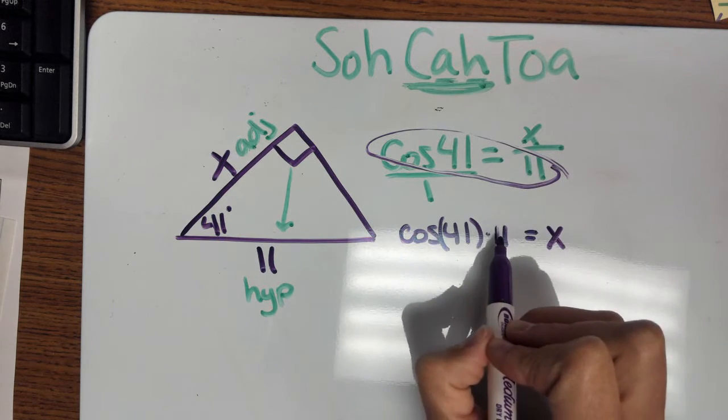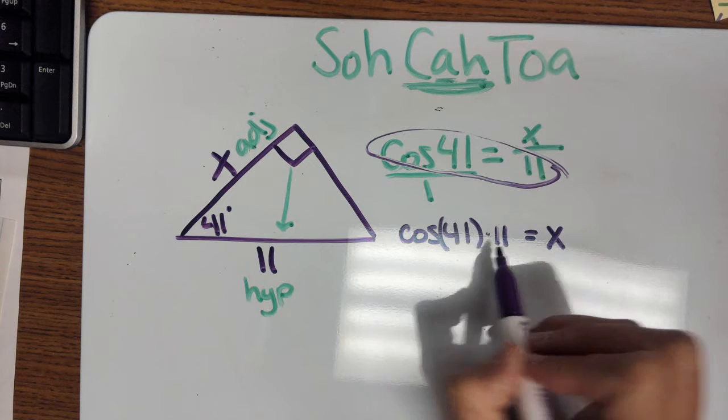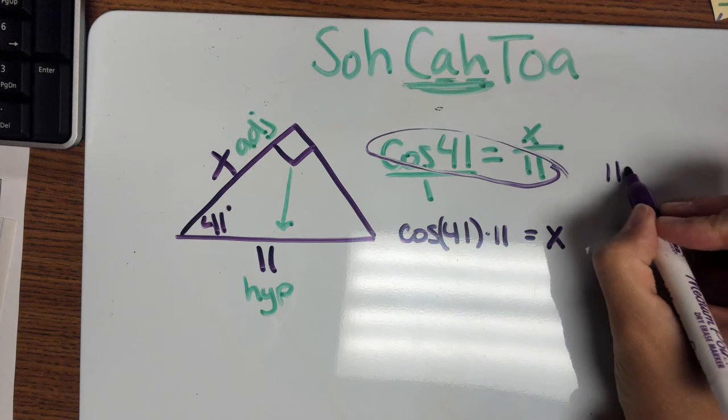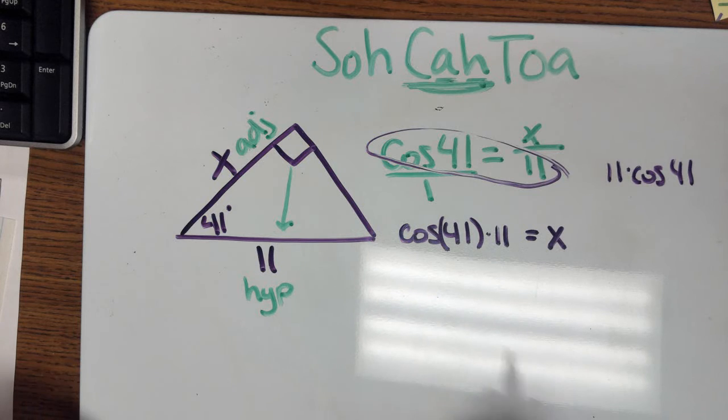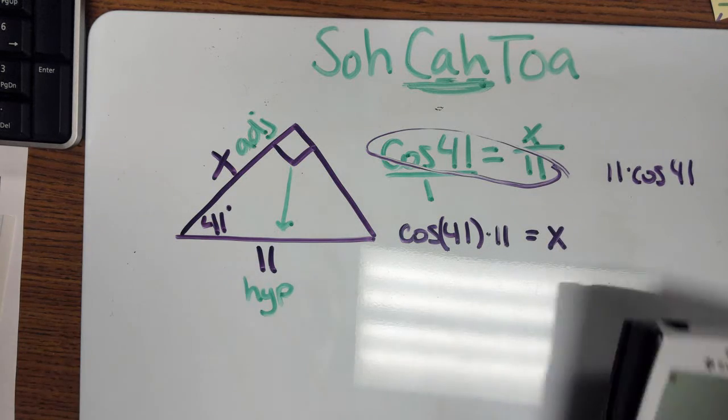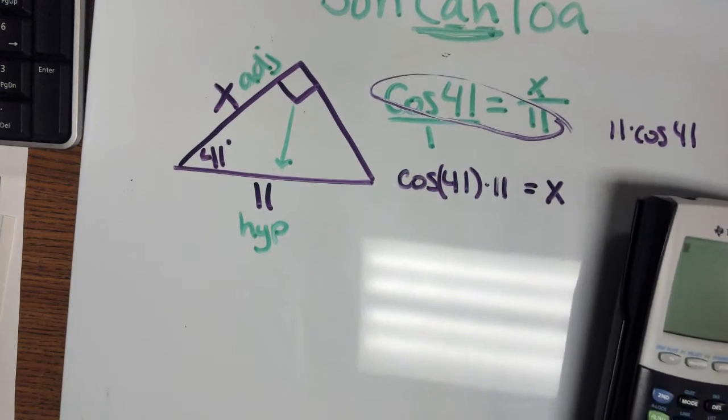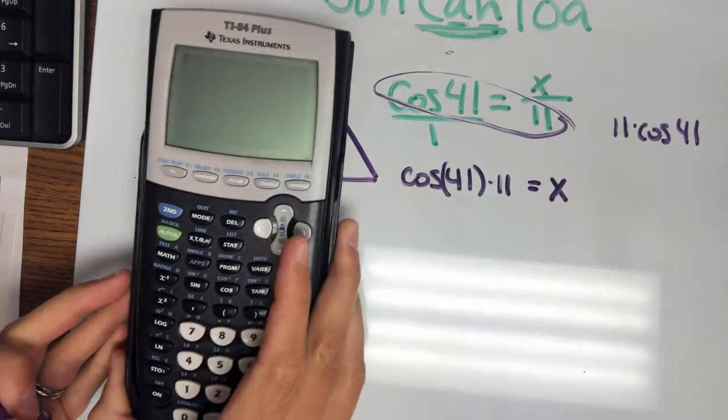What I would recommend, too, instead of writing it as cosine of 41 times 11, is I usually do 11 times cosine of 41. Then you don't have to be as careful with parentheses. Same answer as long as you know your parentheses. So now we're going to type these in. Your calculator will look, I'll show you the next one with the red calculators. I'm going to cover this up real quick.